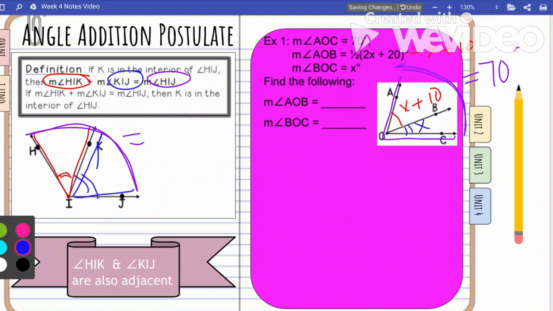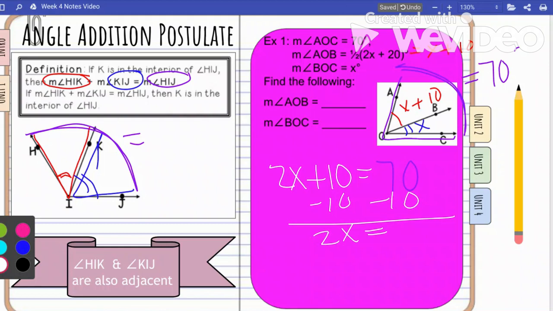So all angle addition postulate says is we take the two pieces, we add them together. So x plus 10 plus x, that's 2x plus 10. And that's going to equal the total. What's the whole thing? The whole thing is 70 degrees. Do our algebra. Subtract 10 on both sides. We get 2x equals 60. Divide by 2. x equals 30.